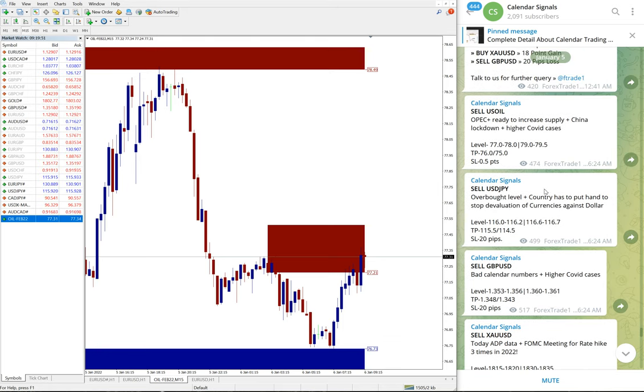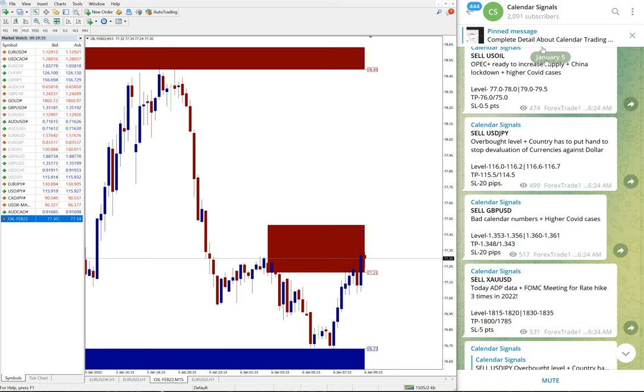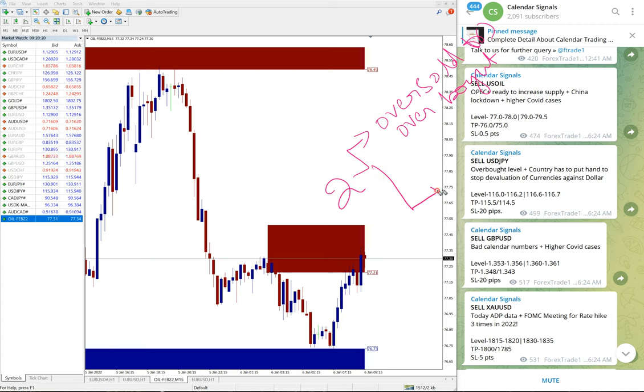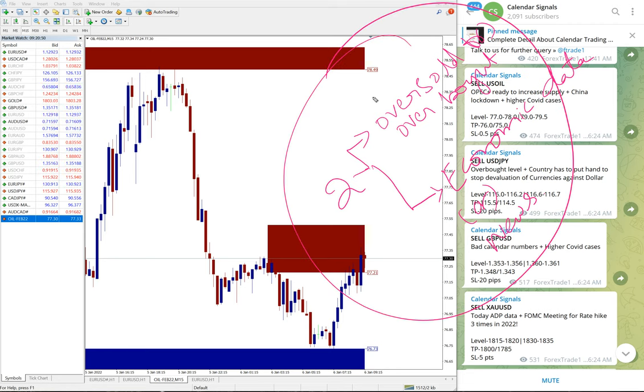Now we will see the performance of the free signals given on January 5, yesterday's signals. First, in calendar signal, we give signals based on two reasons. One is oversold or overbought conditions. The second main reason we give signals on calendar signal is based on economic data or news which we predict will impact the movement of any given script. Based on these two main reasons, we give signals on calendar signal.